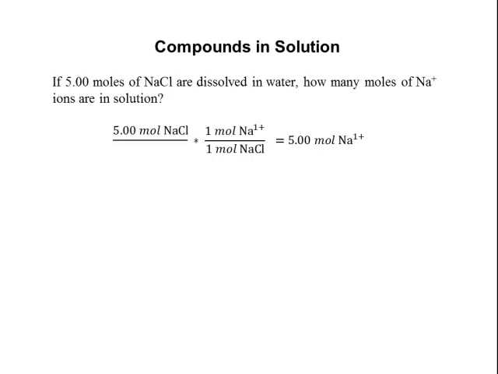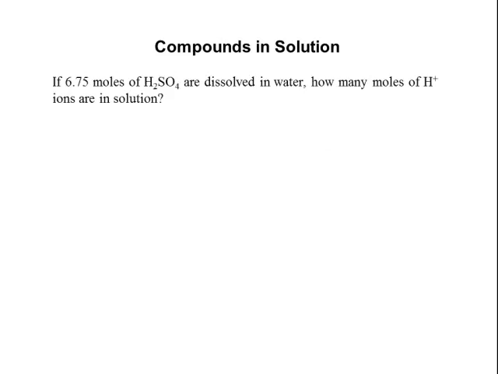ions. Alright, what if I had 6.75 moles of H2SO4 dissolved in water? How many moles of H+ ions am I going to have? Well, I've got 6.75 moles of H2SO4. My ratio is going to be 1 mole of H2SO4 to 2 moles of H+. So I'd end up with 13.5 moles of H+. So it's important that you recognize what ions are going to be formed and how many ions are going to be formed when these things break apart in solution.